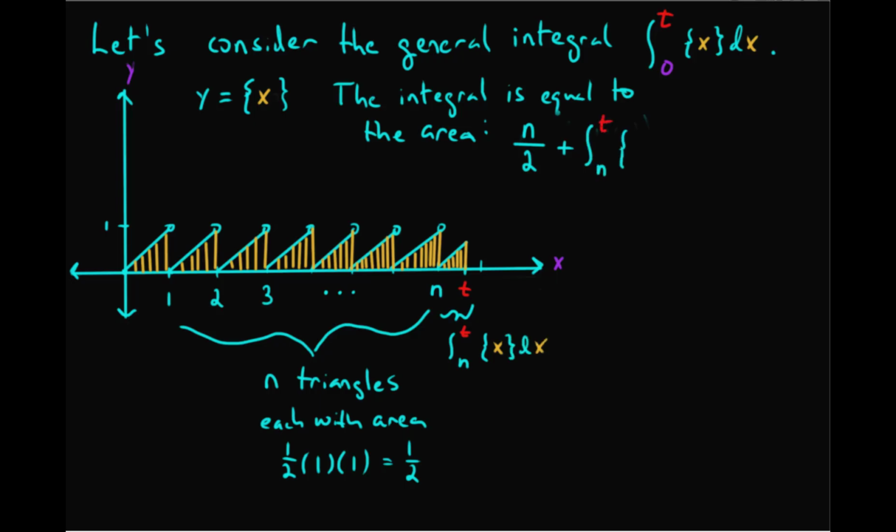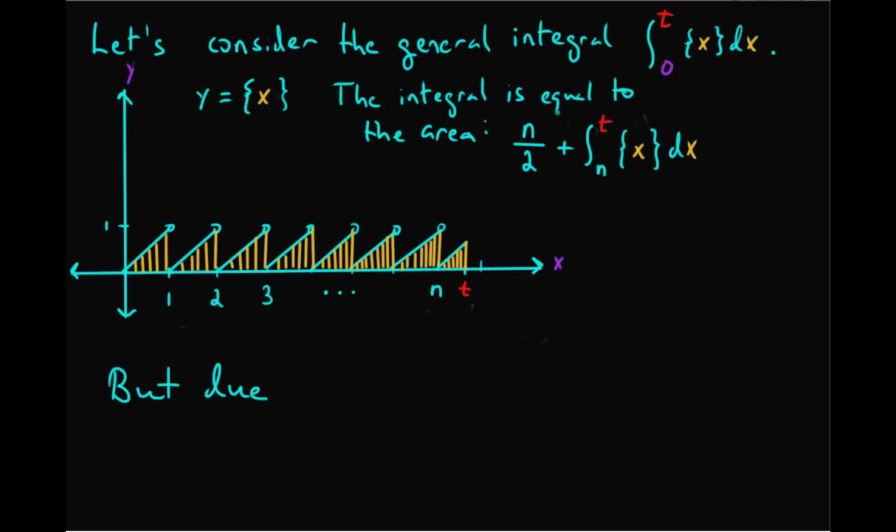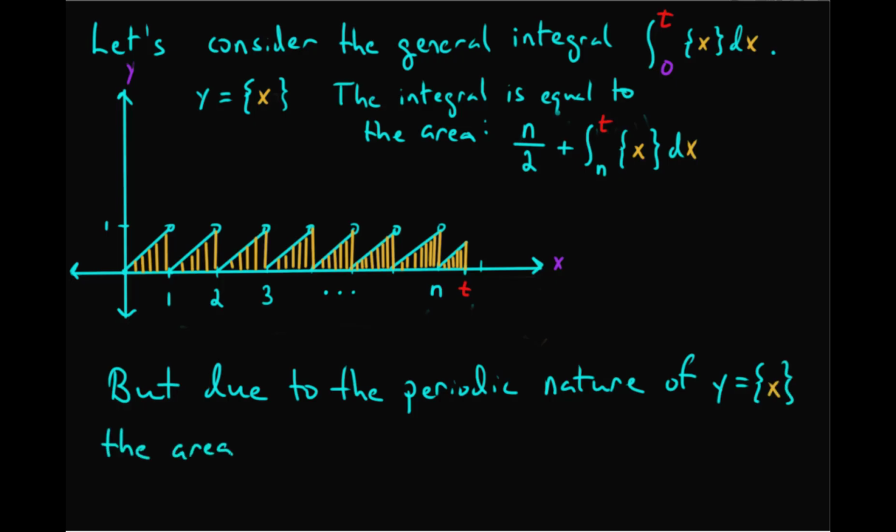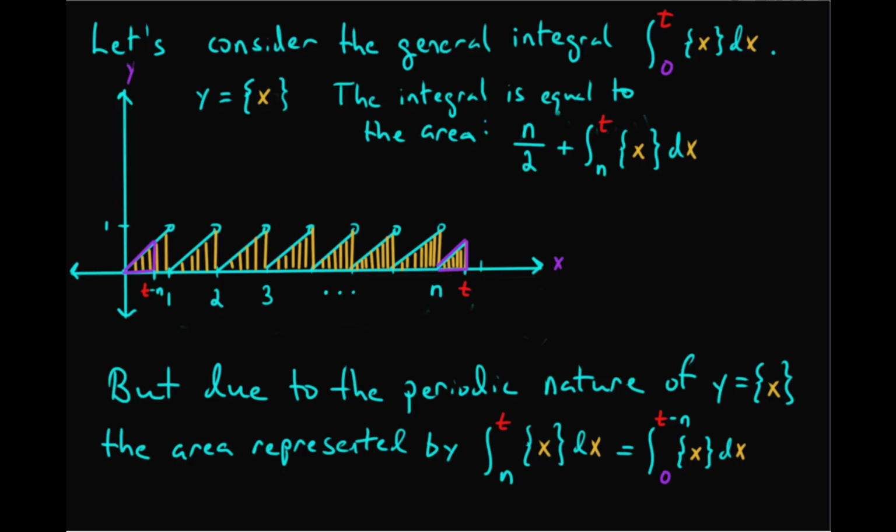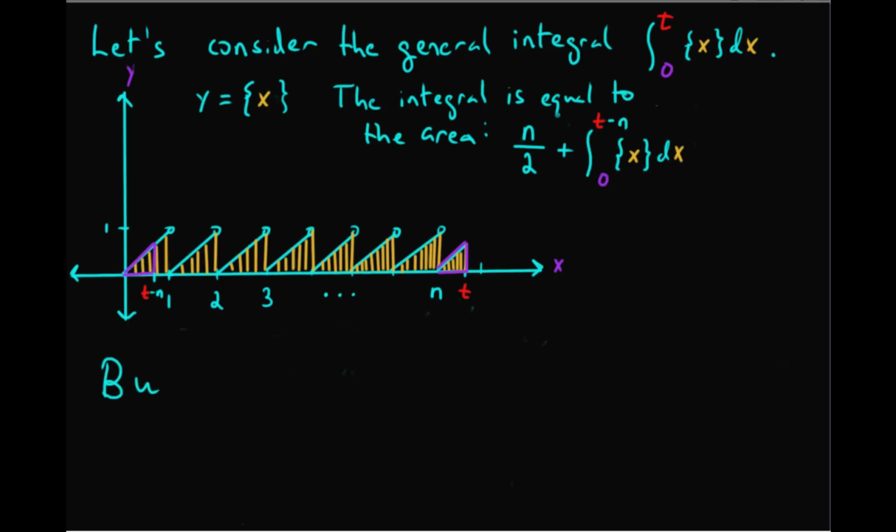So that's the integral from n to t of the fractional part of x dx. But due to the periodic nature of the function y equals the fractional part of x, that area represented by the integral from n to t of the fractional part of x dx is exactly equivalent to the integral from 0 to the point t minus n of the fractional part of x dx. But what is n equal to here? Well, n is the greatest integer less than t. In fact, n is equal to the floor of t.